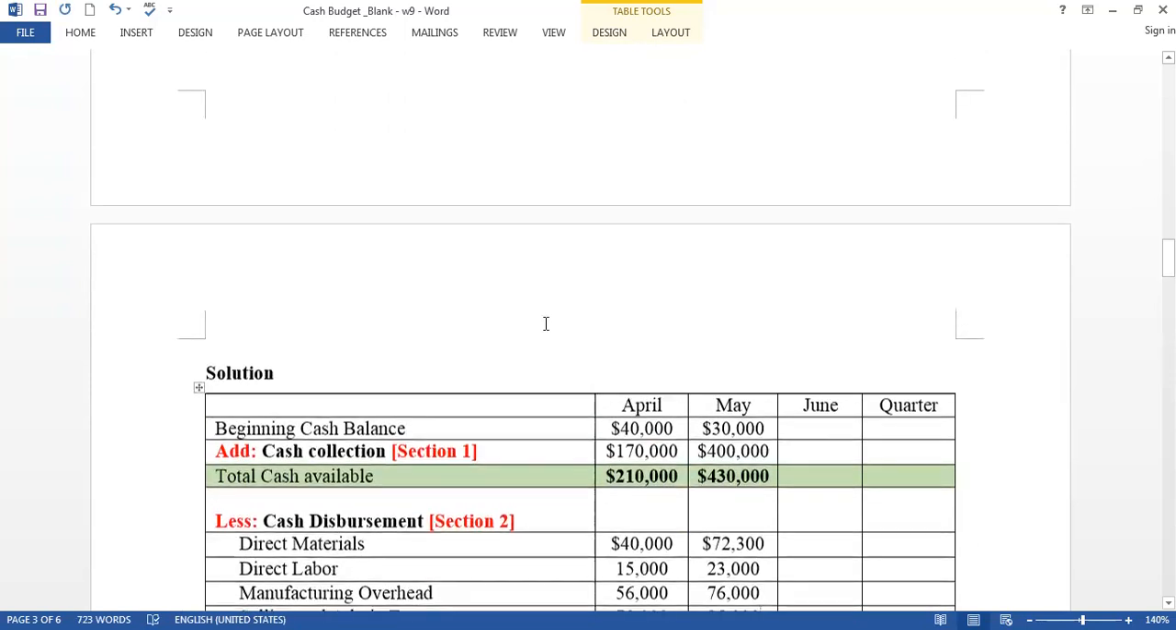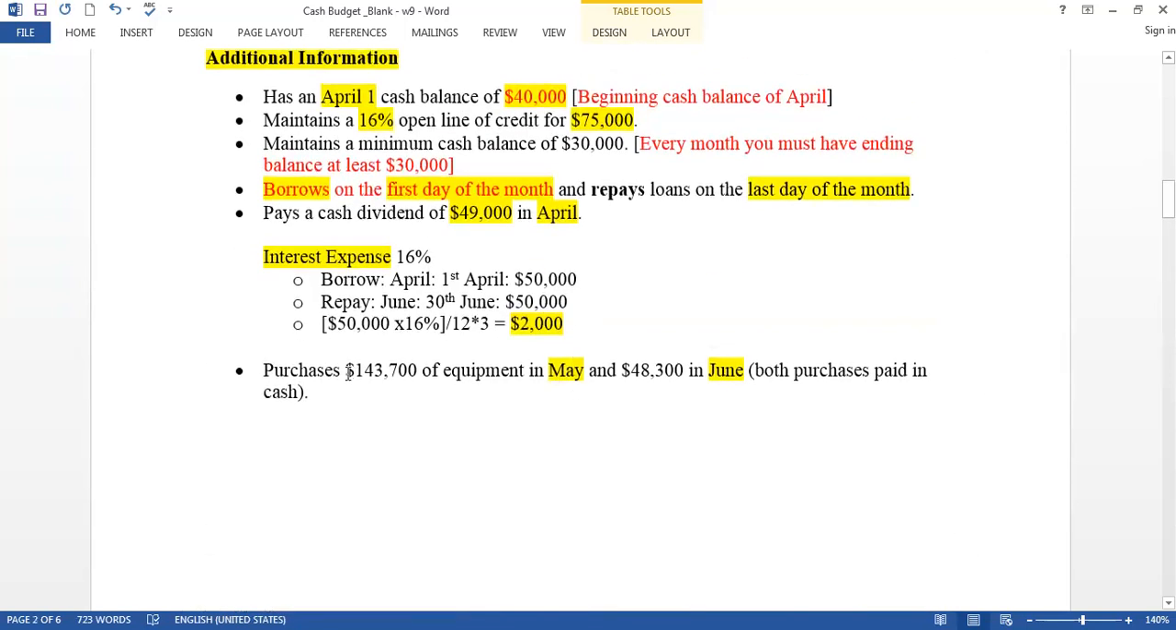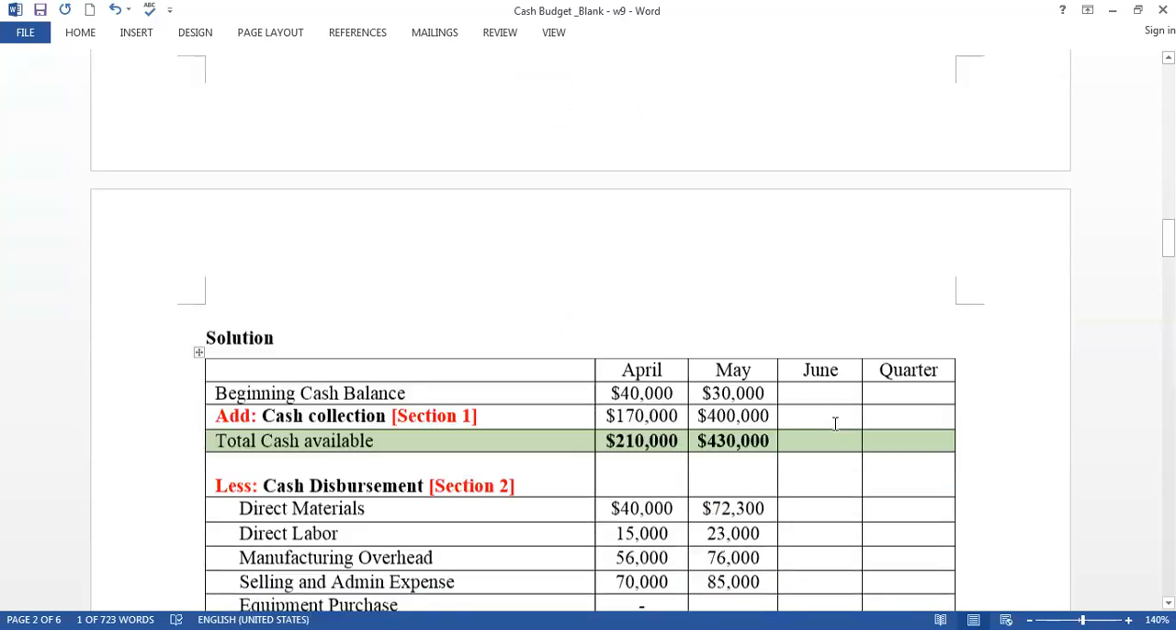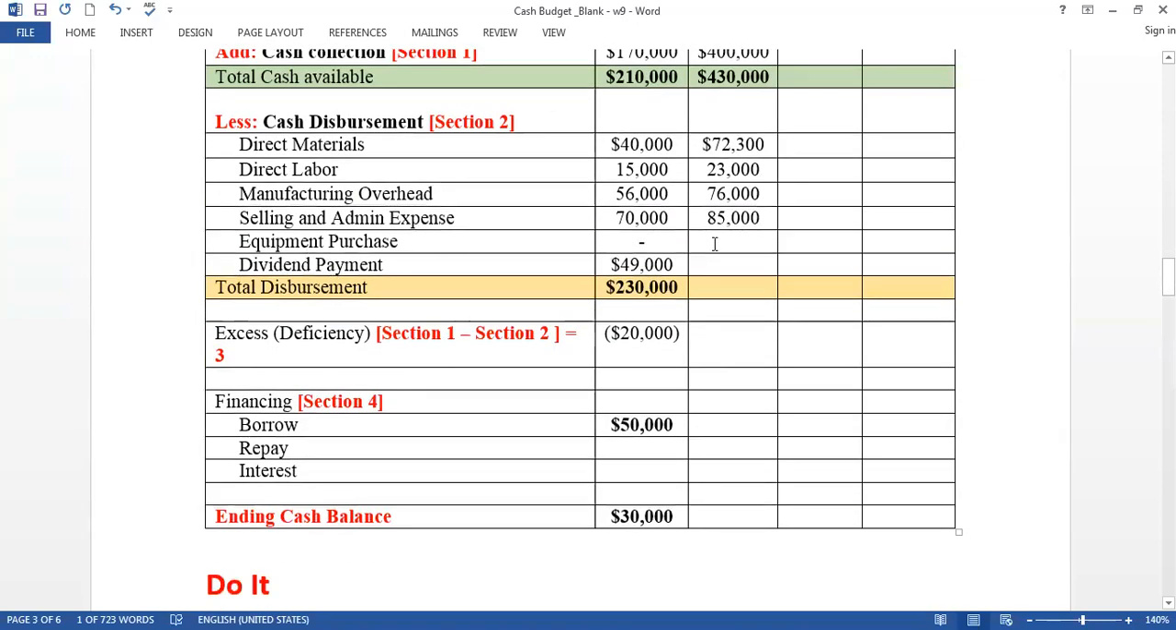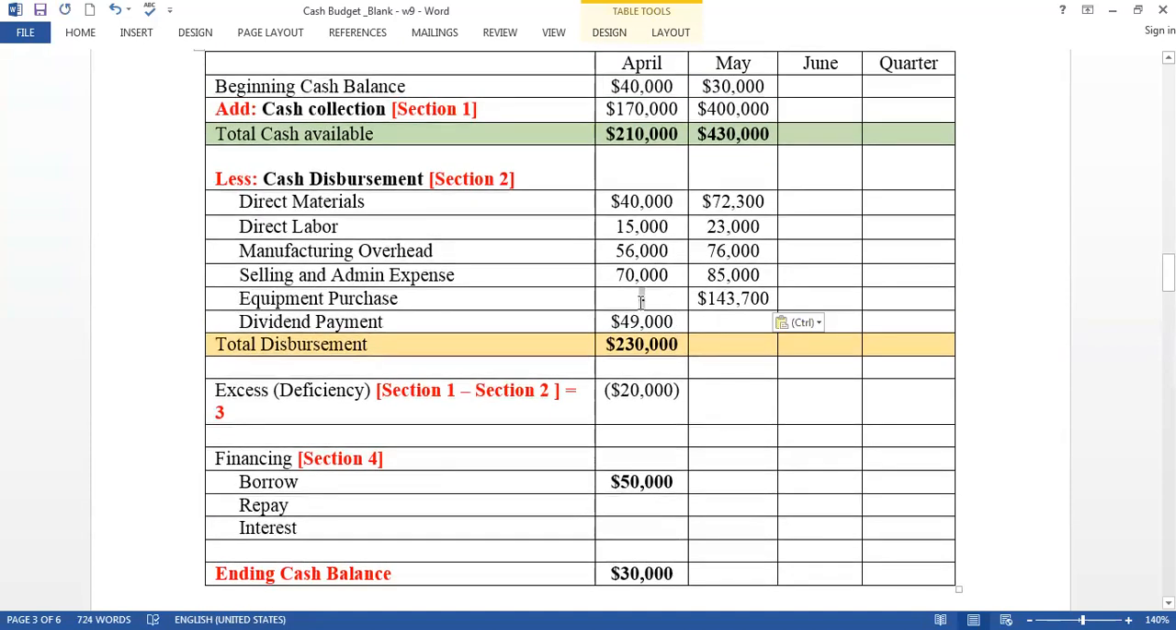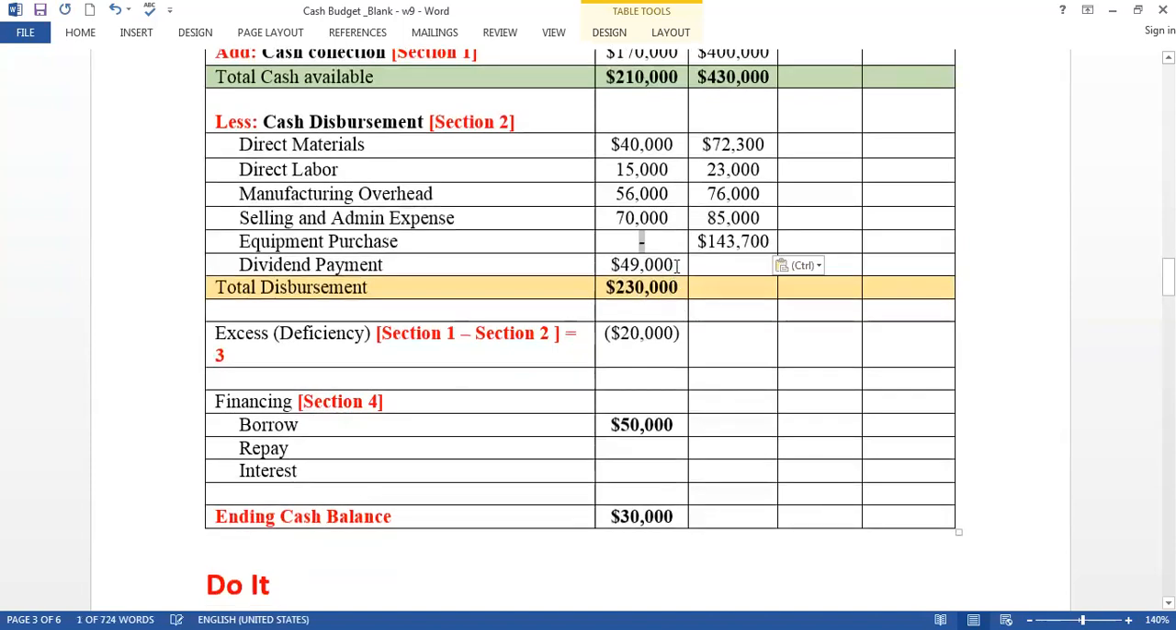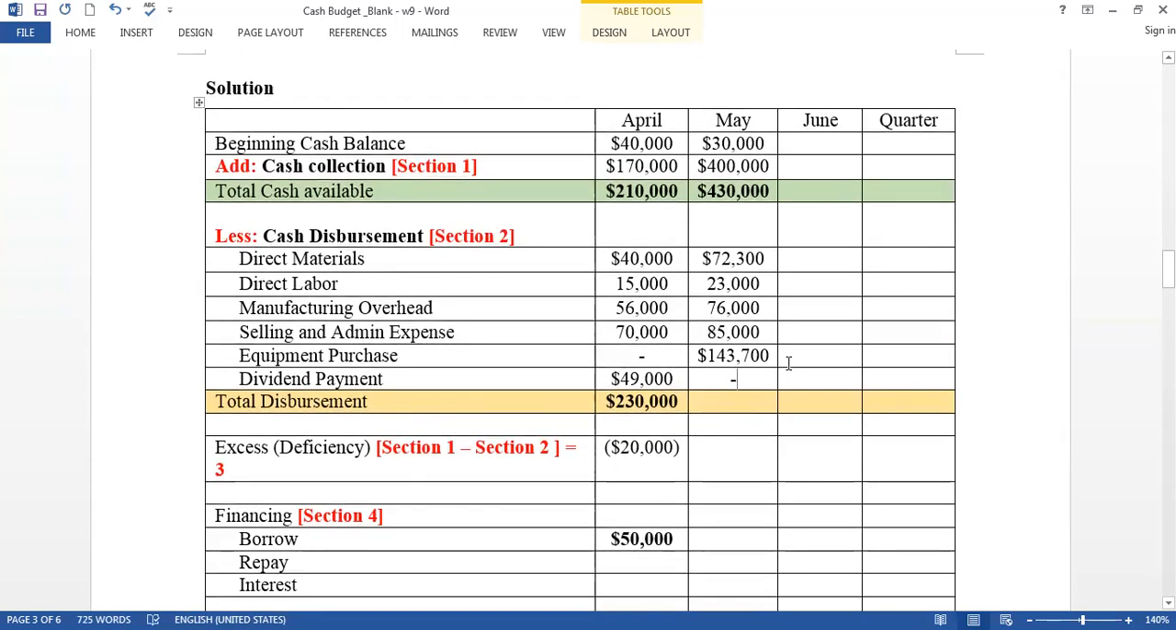Now the question said that in the month of May, we bought $143,700 of equipment and we pay cash. So you can see here, purchase equipment and we pay cash. Can you remember, in April we don't have any equipment, right? Now for the dividend, only one month we have dividend. In May, we don't have any dividend, because the question said that dividend is only for April. May and June do not have any dividend.